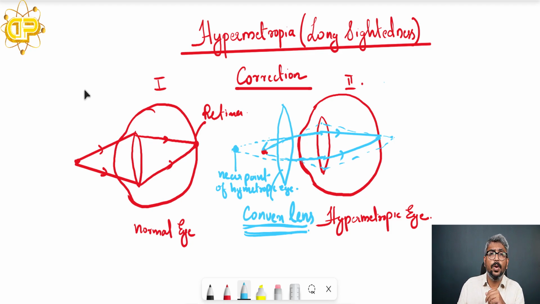I hope that you understood the reasons, the condition, and the correction of both diseases, that is myopia and hypermetropia. I hope that you understood those topics of myopia and hypermetropia.